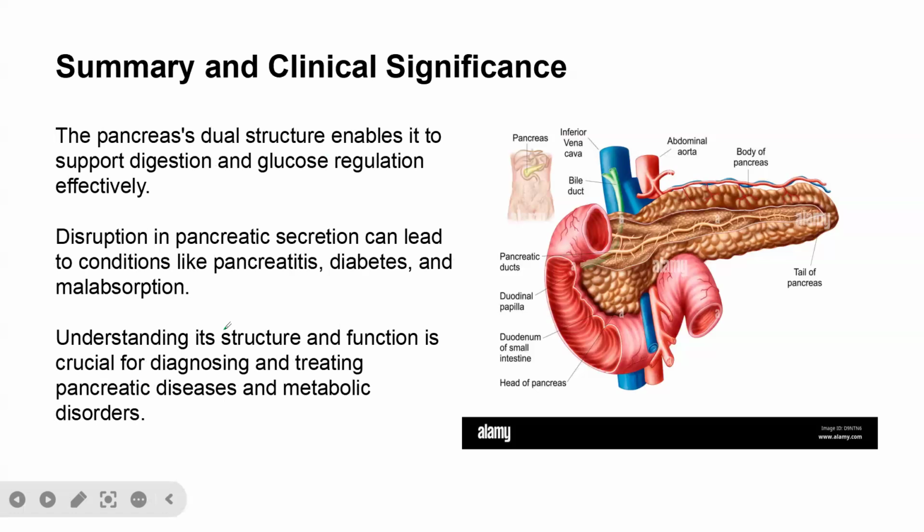So, summary and clinical significance. The pancreas's dual structure enables it to support digestion and glucose regulation effectively, because of course in the pancreas we have acinar cells and we have pancreatic islet cells. Acinar cells secrete enzymes, and then the islets of Langerhans release hormones. Because of this dual structure of the pancreas, it supports both digestion and glucose regulation effectively.